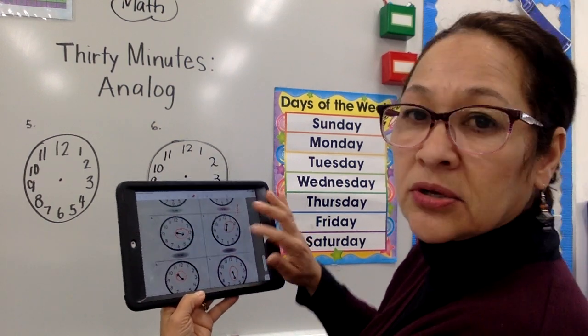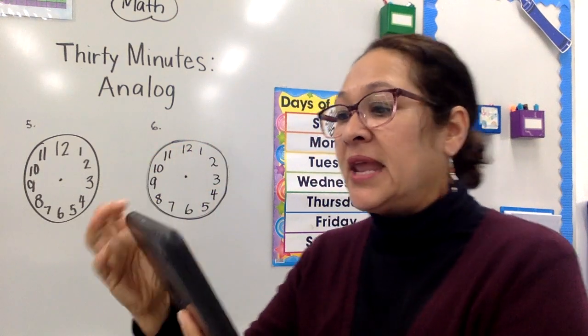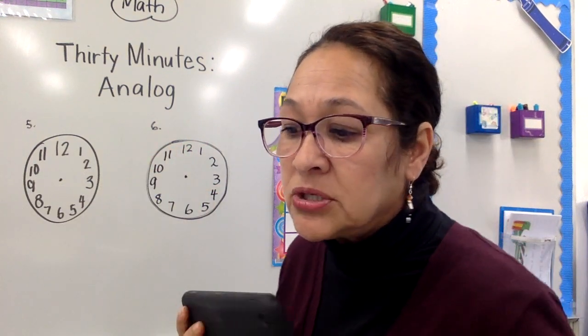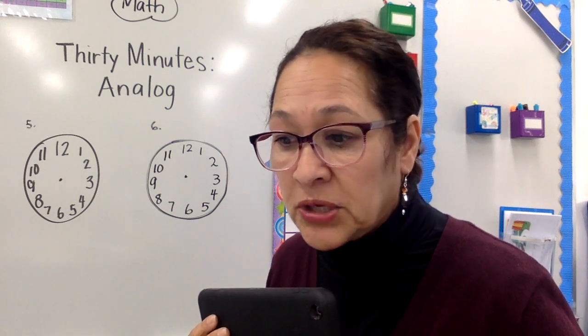Those are the hour hands. They're all circled. You see that? Okay. So then the next thing that they want you to do, step 2, is to draw the minute hand. So you're going to draw where the minute hand belongs in each picture.